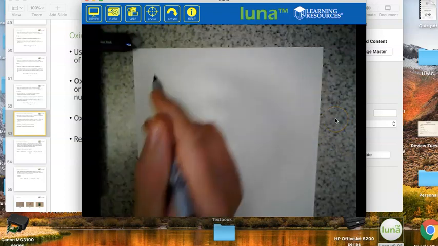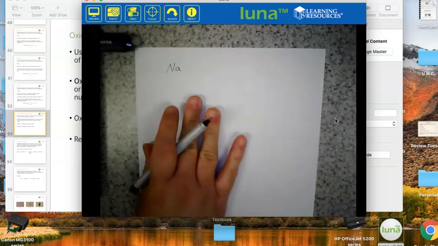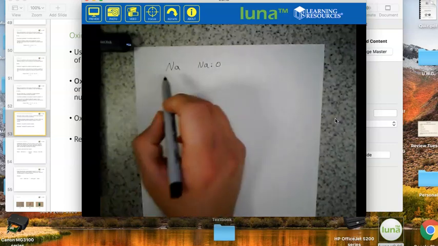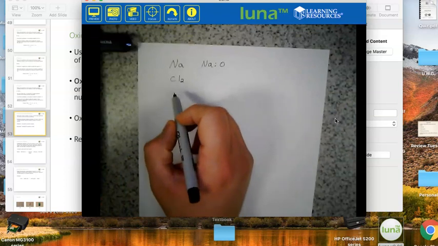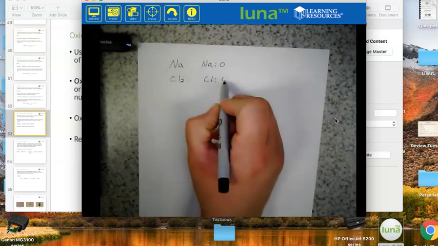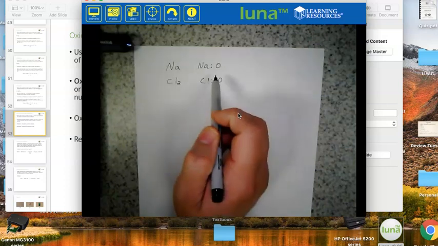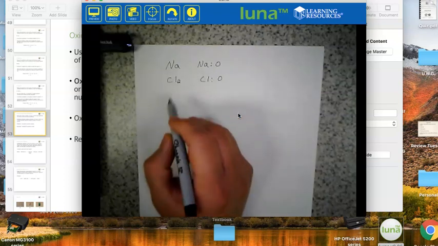So my first example here, if you have an element by itself, an uncombined element, its oxidation number is going to be 0. That's also the same for diatomic molecules like Cl2. Its oxidation number will also be 0. Anytime you have a single element that is uncombined, it's not a compound at all, its oxidation number is going to be 0. Now, there's an exception there if you have ions, so monatomic ions.